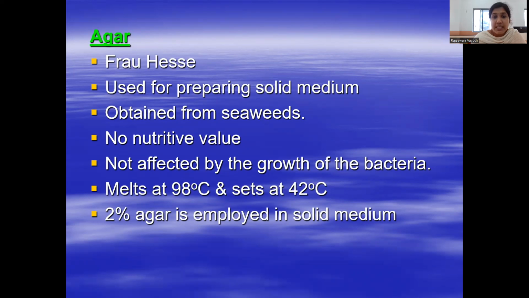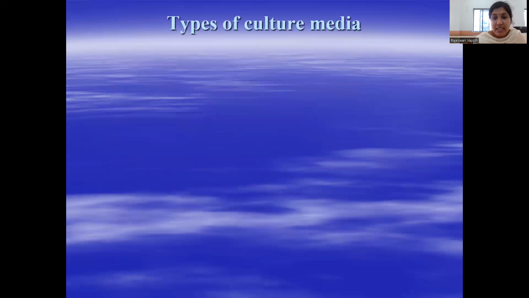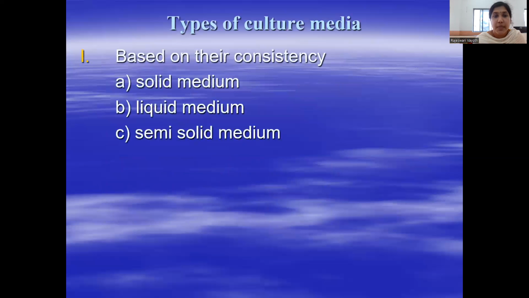Agar is obtained from seaweeds. It does not have any nutritive value, and also it is not affected by the growth of the bacteria. It melts at 98 degrees Celsius and sets at 42 degrees Celsius. In the solid medium, the concentration of agar used is 2 to 3%, for making it the solid form.